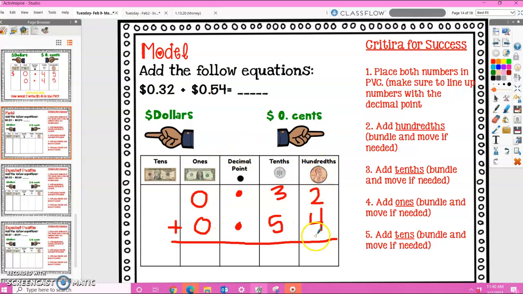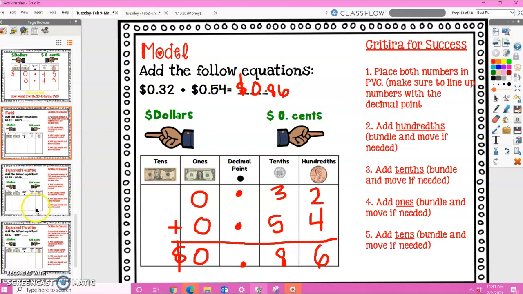So 4 plus 2 is 6. 5 plus 3 is 8. Decimal point, 0 plus 0 is 0. So I'm going to write my dollar sign to finish it off. So 32 cents plus 54 cents equals 86 cents. Boom. So it's pretty easy. It's the same as adding regular numbers. The only difference is it has decimal points and it's a different place value chart.